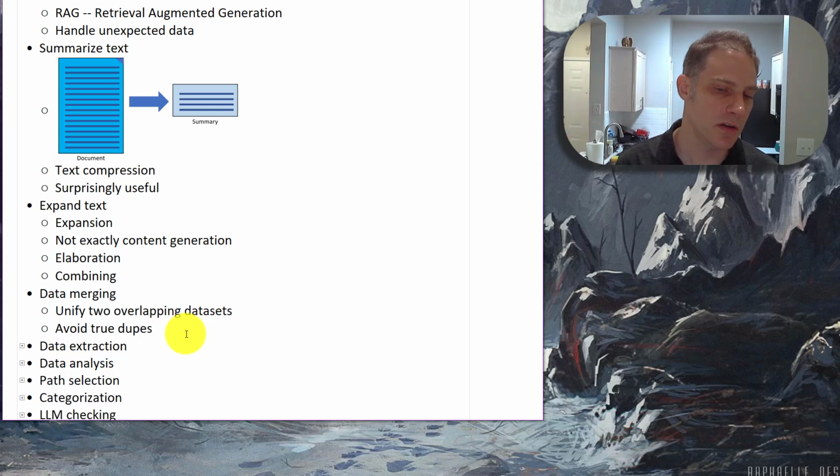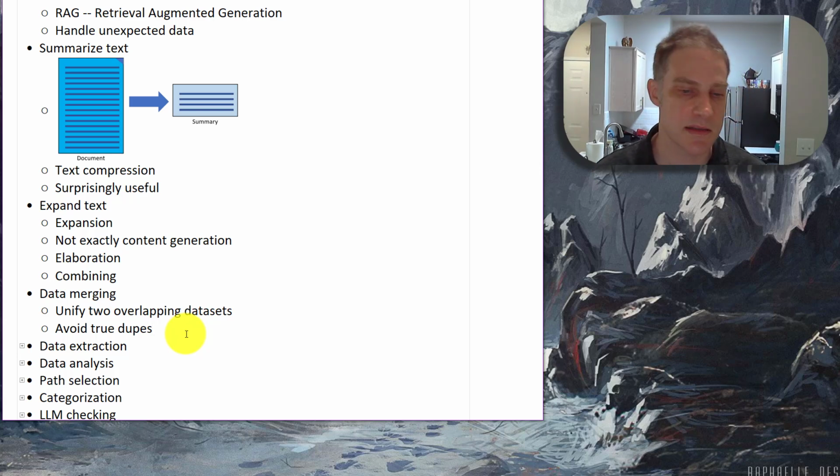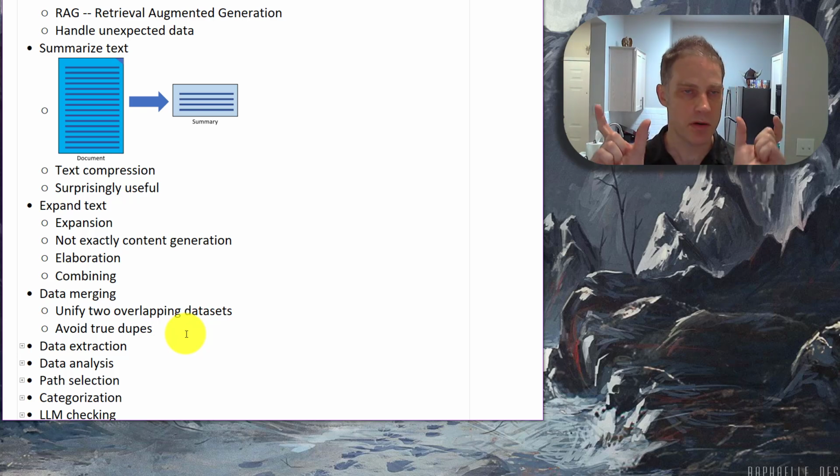This is where you can unify 2 overlapping data sets and avoid true duplicates. Again, back to handling unexpected data, you have 2 sets of text that basically mean the same thing, but if you're literally comparing them through classic coding, they're not the same. Through AI, it can go, oh, those mean exactly the same thing, so we're just going to merge them into one.